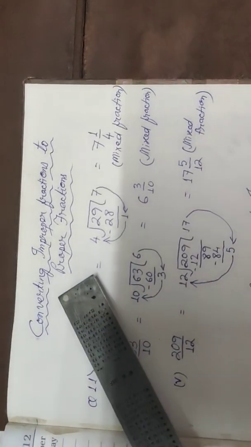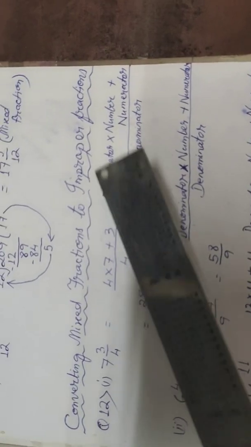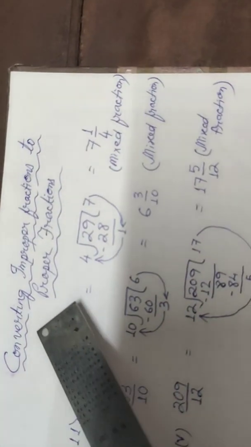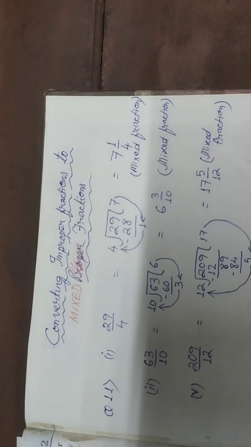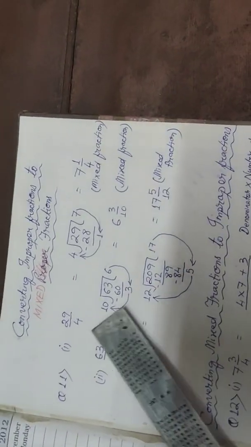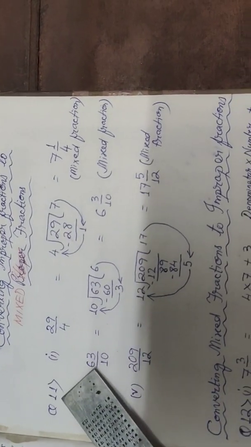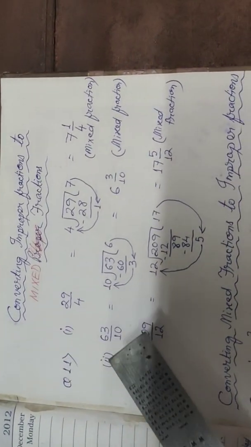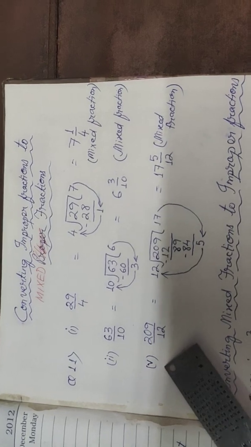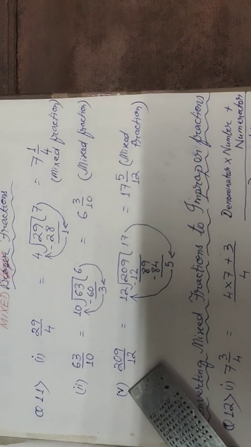Next we will learn how to convert an improper fraction to a mixed fraction. Sorry, I quoted it wrong. Okay, how to convert an improper fraction to a mixed fraction. So here in question number 11 of your book, you have these questions. Now I have done for you part 1, part 2 and part 5. What I have not done is part 3 and part 4. Part 3 and part 4 of question number 11 is your homework that you will do.